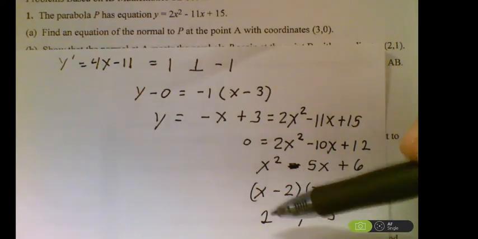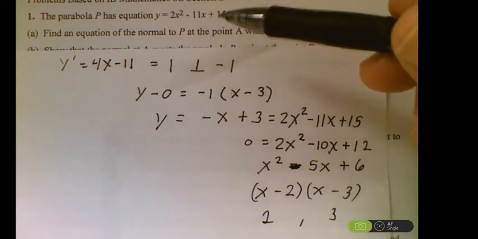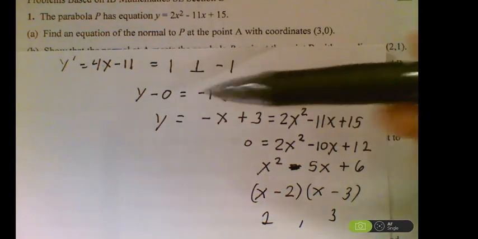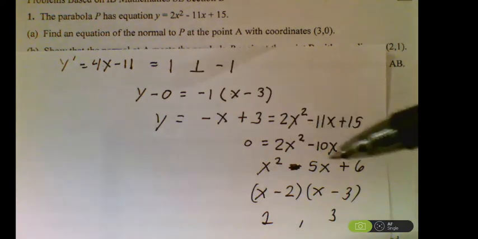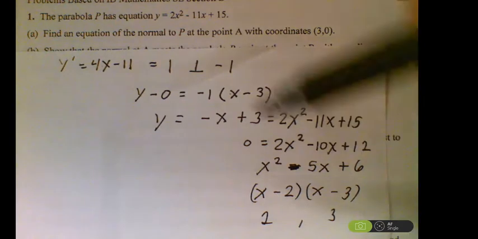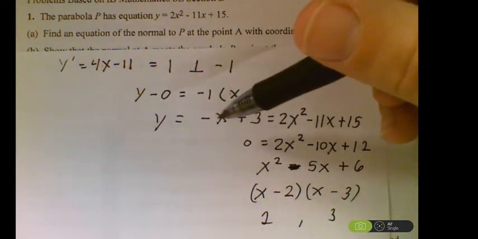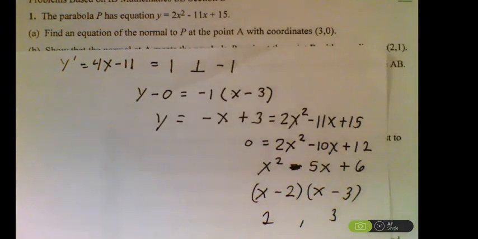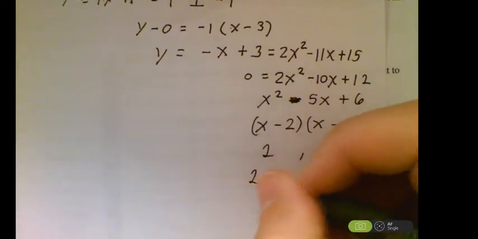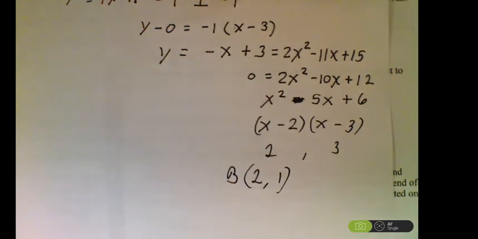Obviously, now that we have the x-coordinate, I can plug that back into either equation, either the original function, the parabola, or the equation of the normal, which was negative x plus 3. So I could plug it into either place to get a y-coordinate. Obviously, the normal is easiest, so if I took my 2 and put it right there, I have negative 2 plus 3, which would give me 1 for the y-coordinate. So at (2, 1), we now have the other point of intersection that they're calling point B.